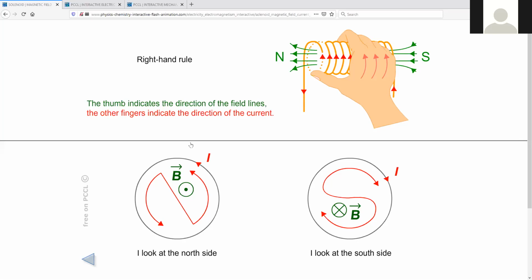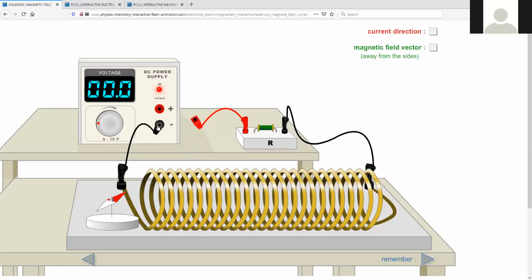So you can see this if I connect it like this, right? And if I show current direction, let's increase the voltage. So you can see now current is flowing, and current is in direction from top to bottom in the front section. But in the back section of this coil, it is actually moving in bottom to top direction.